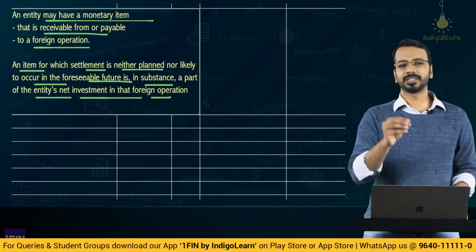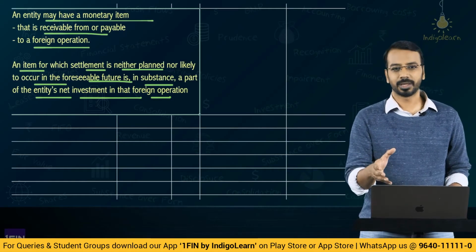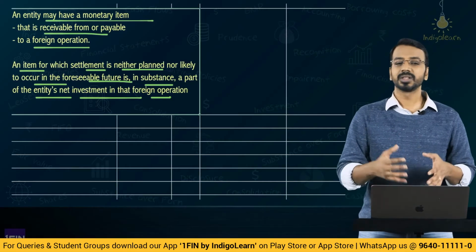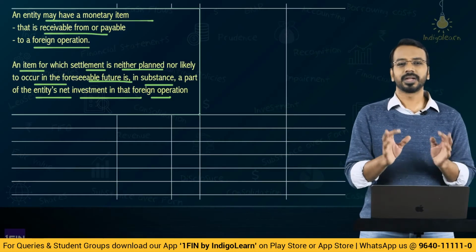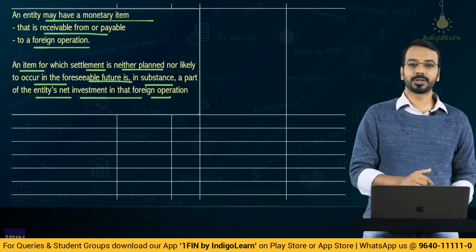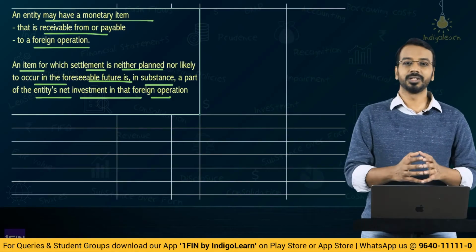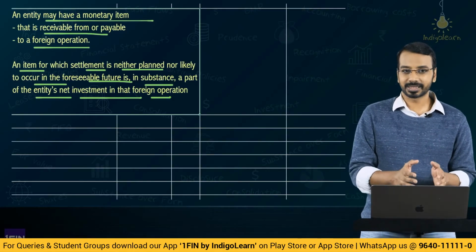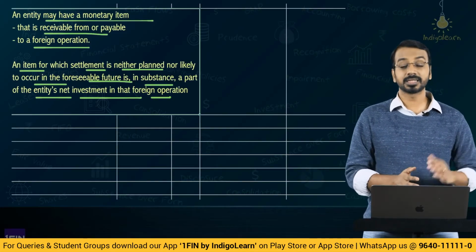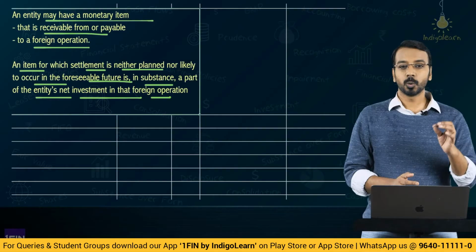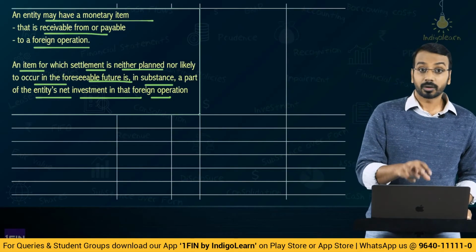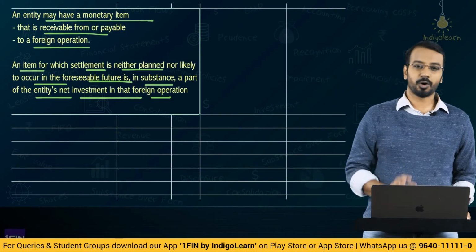Now, what I mean is, if it is a monetary item like a trade receivable or trade payable that will be settled in the course of transactions for which the settlement is also planned, then for such items there is no separate treatment. But the moment I say that something is a part of net investment in foreign operation, then at the time of consolidation, any exchange difference that arises, or at the time of incorporation of financial statements, any exchange difference that arises, has to be accumulated in the OCI. That is why we need to understand which monetary items form a part of net investment in foreign operation.